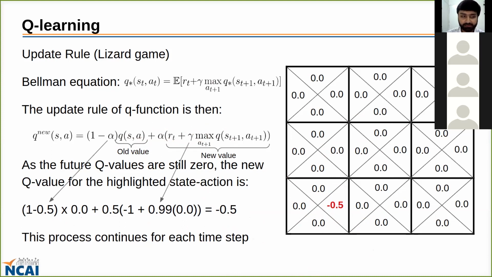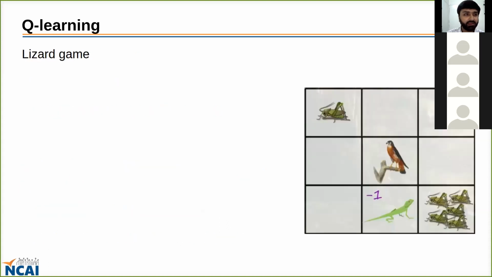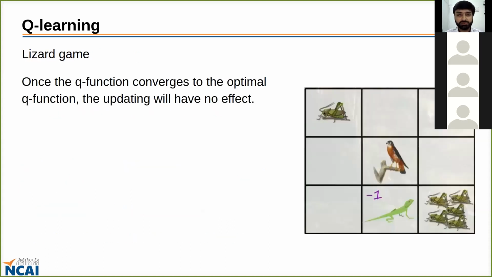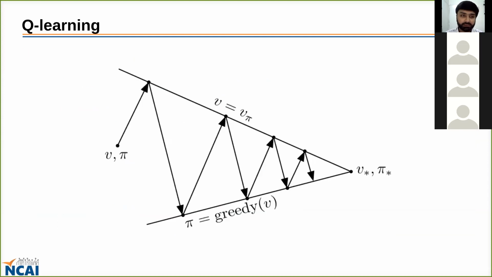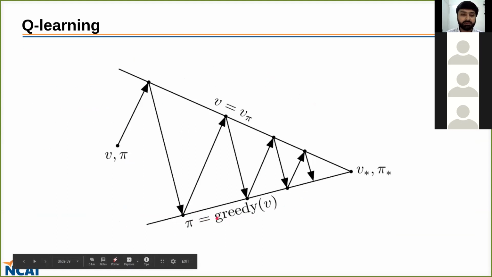So the learning rate is alpha, and gamma is the discount factor. So what you've just learned is a very, very cool reinforcement learning algorithm in a few slides. Once the Q function converges to the optimal Q function, updating will have no effect. The optimal policy is thus obtained as described earlier. And if you had difficulty digesting the slide before, you can just see this image and understand.